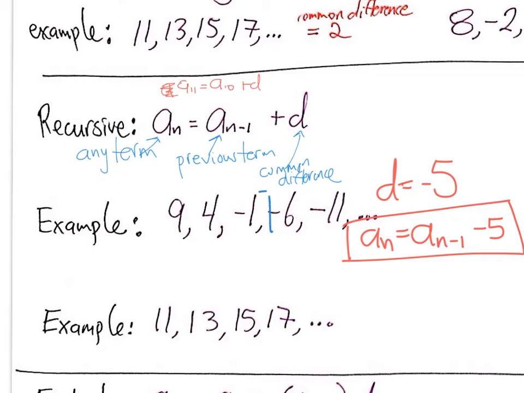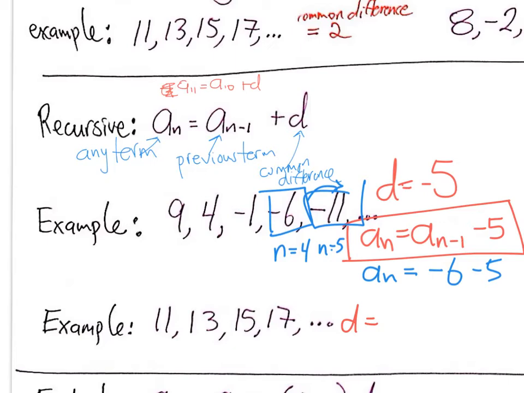Let's say we wanted to know this. You'd have to know that this is the 4th term, and this is the 5th term. So you could just plug in, and say that the 5th term, a sub n, equals the 4th term minus 5, and you'd get negative 11, which is this. Okay, another example. 11, 13, 15, 17. So it looks like the common difference between these terms is 2. So we could write a recursive formula that says a sub n equals a sub n minus 1 plus 2.